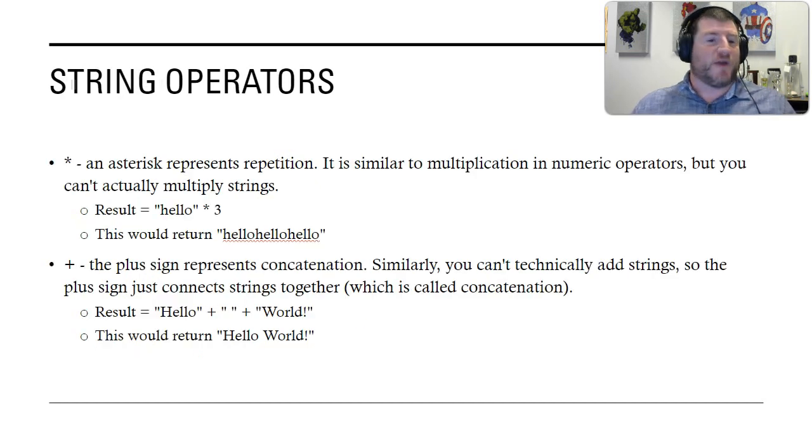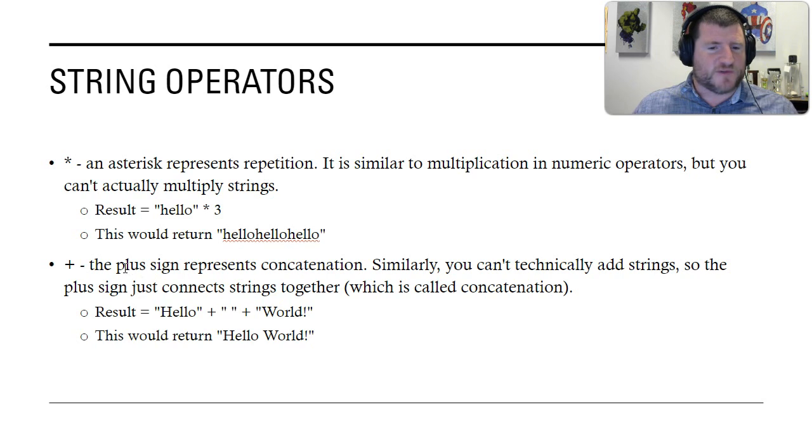So then we have string operators. Now, we already talked about, we know that an asterisk is multiplication. But you can't do math with words, right? So hello times 3 returns hello, hello, hello, right? So you're getting 3 hellos. That's what the asterisk does in a string operation. We call it repetition. It's multiplication. You can't do math with words, but that's effectively what you're trying to do here with the repetition. Hello, hello, hello is hello times 3, or repeated 3 times.